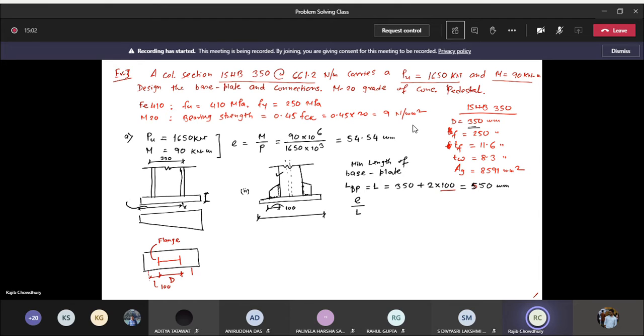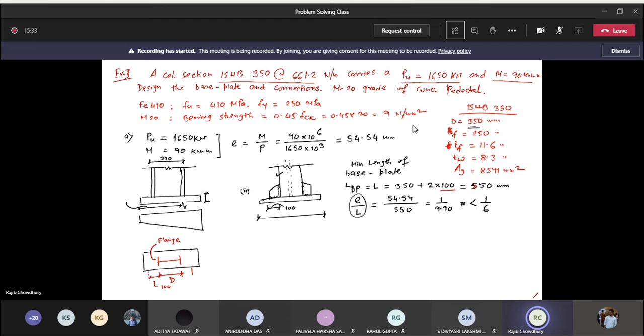What is the purpose of this ratio? Let me come back to it a little later. That e by L I am going to calculate: 54.54 divided by 555. I'll come back to why it has come up. So it is becoming 1 by 9.90, something like that. So it is actually less than 1 by 6.